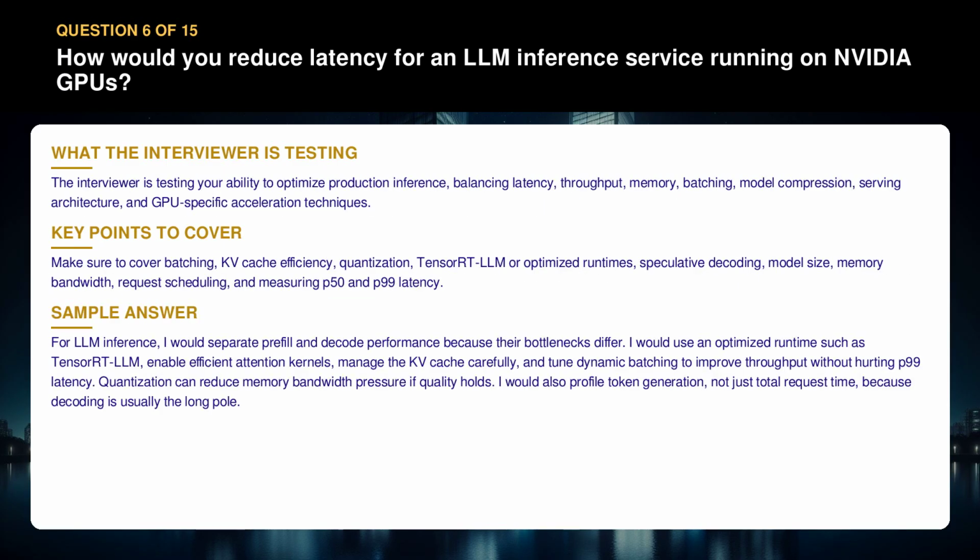For LLM inference, I would separate prefill and decode performance because their bottlenecks differ. I would use an optimized runtime such as TensorRT-LLM, enable efficient attention kernels, manage the KV cache carefully, and tune dynamic batching to improve throughput without hurting P99 latency. Quantization can reduce memory bandwidth pressure if quality holds. I would also profile token generation, not just total request time, because decoding is usually the long pole.